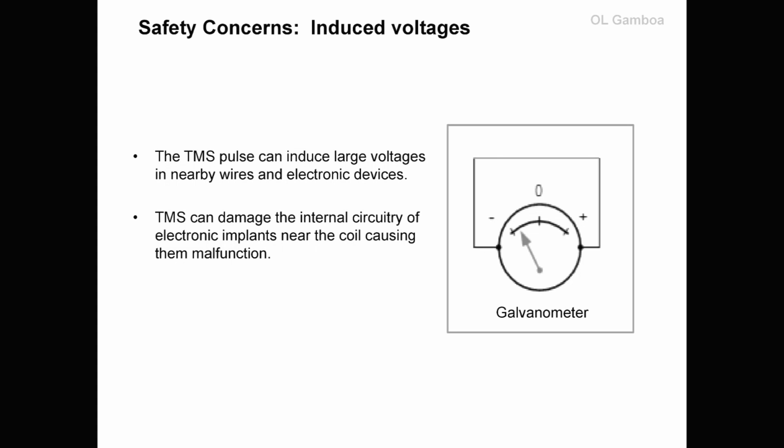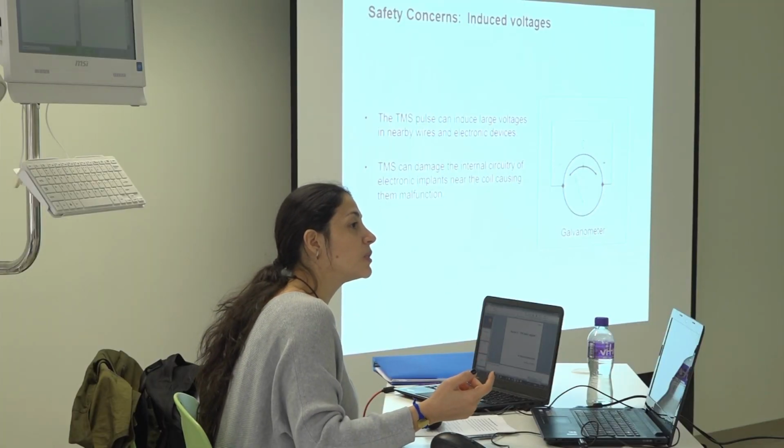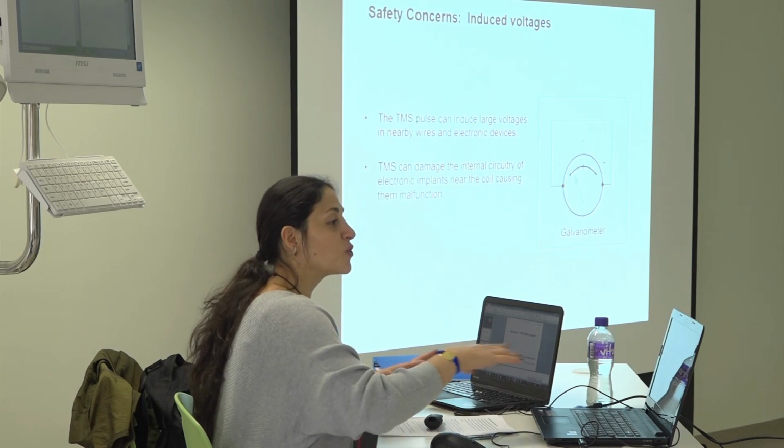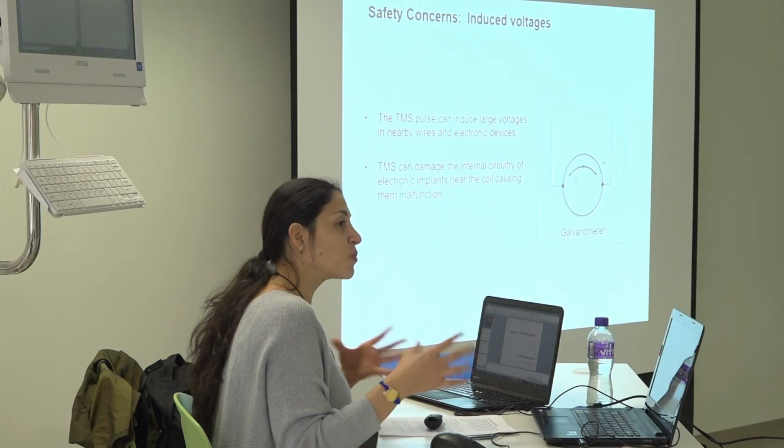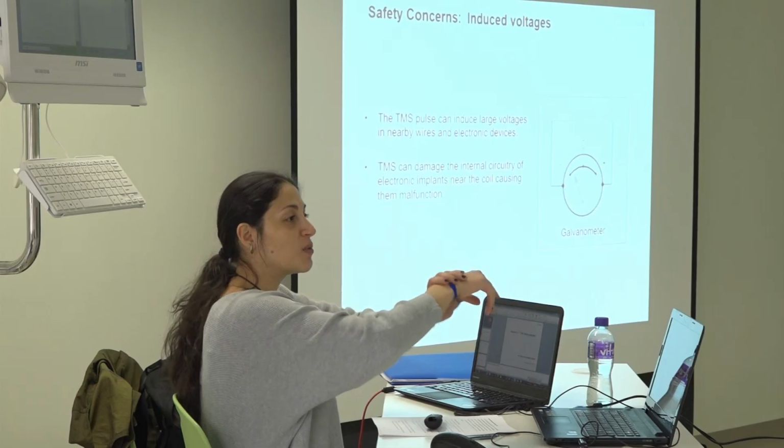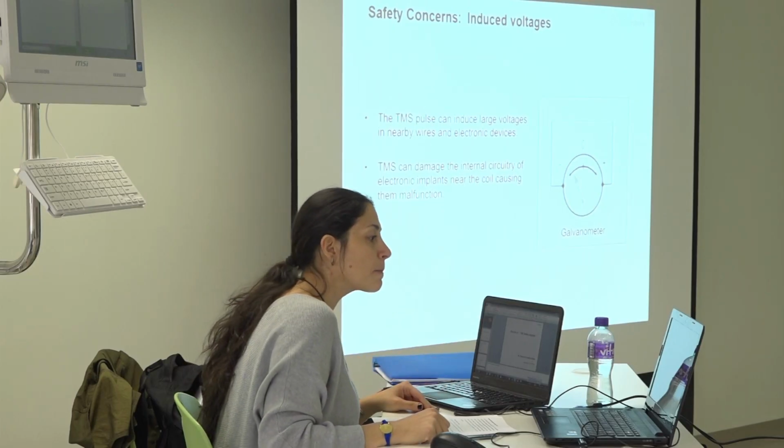Induced voltages. TMS can induce large voltages in nearby wires and electronic devices, so you don't want to have your cell phone or whatever near the TMS coil. When you are doing your TMS, everything should be empty. There should not be cell phones or whatever near. Cell phones should be removed. Everything, as we said before, empty, metal-free, device-free, okay?